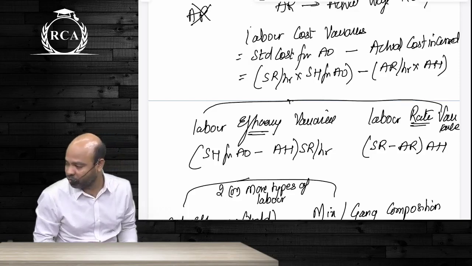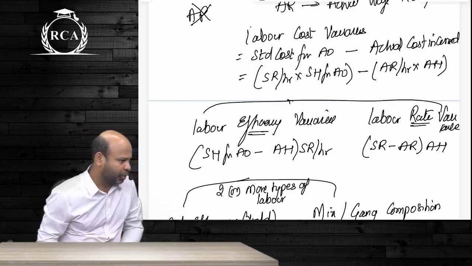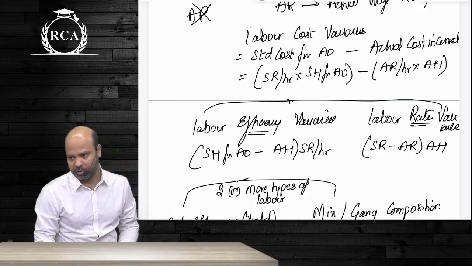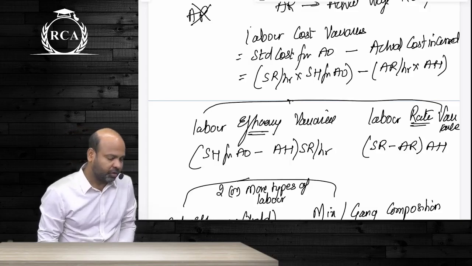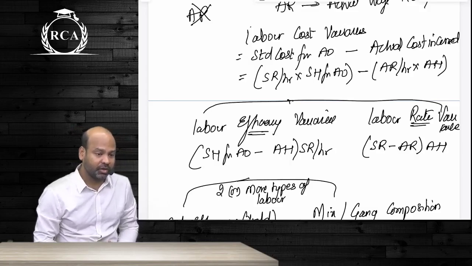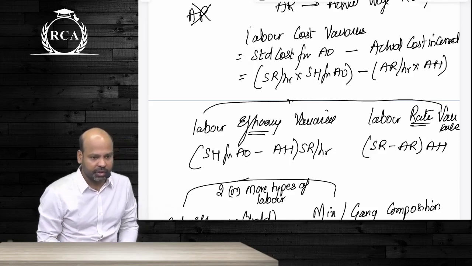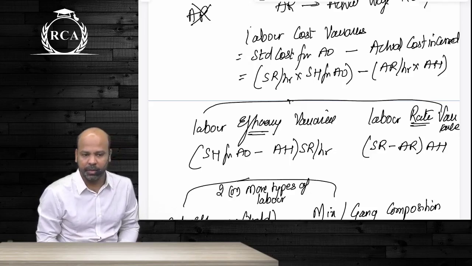Efficiency variance obviously better measures variance on account of the efficiency of the employees. This is where we compare standard hours for actual output with actual hours worked. To measure the efficiency of the employees, you're always supposed to take actual hours worked into consideration and not actual hours paid. Is that clear, guys? So that will be standard hours for actual output minus actual hours worked multiplied by standard rate per hour.